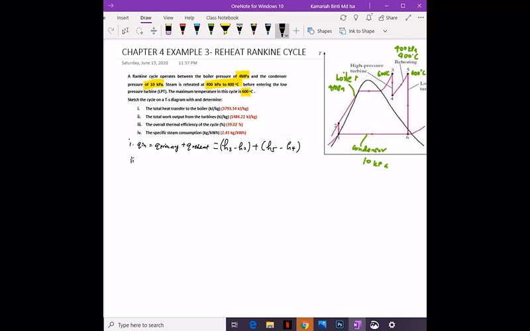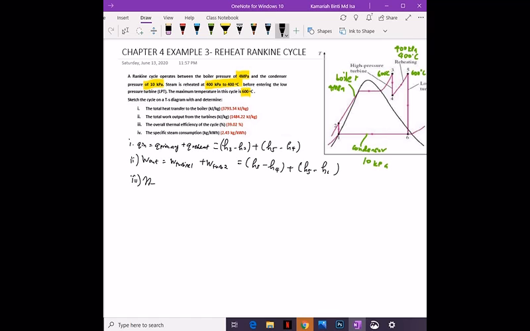Okay, next number 2 is the total work output. Work output is equal to work done by turbine 1 plus work done by turbine 2. So it is equal to enthalpy at 3 minus enthalpy at 4 plus enthalpy at 5 minus enthalpy at 6.